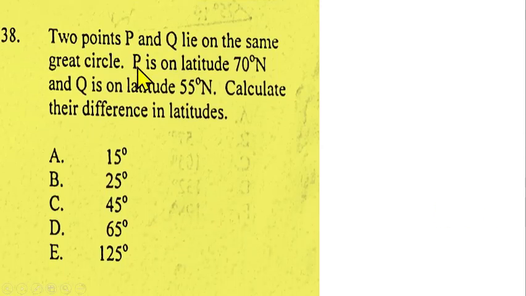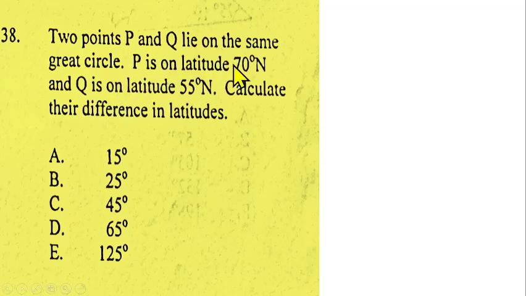Question number 38 is from latitude and longitude. Two points P and Q lie on the same great circle. That could be a longitude or the equator. So two points P and Q lie on the same great circle.